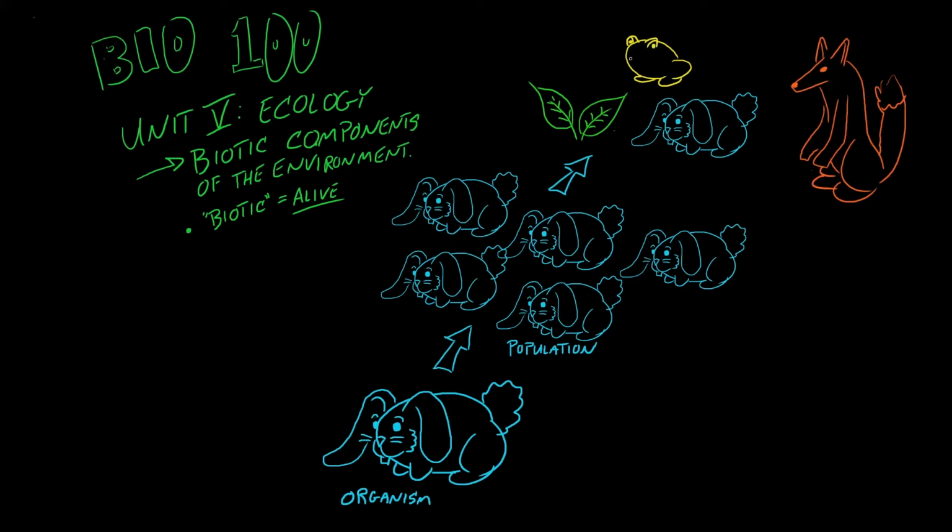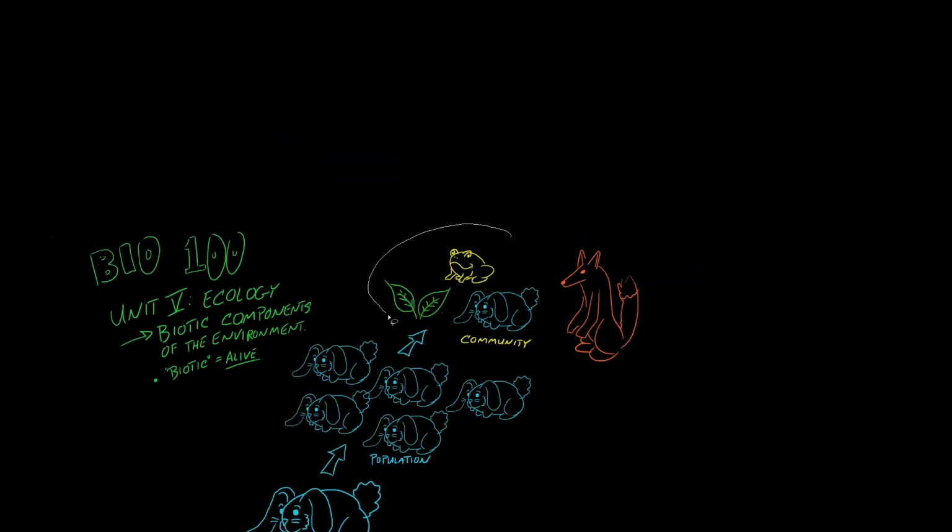There will also be some organisms that don't necessarily directly interact with our rabbit here, but are nevertheless a biotic component of the rabbit's environment. So a frog, for instance, is not going to be hunting a rabbit, and the rabbit's not going to be hunting it either. However, the rabbit and the frog will have certain resources that they compete for, for example, water or space. So in a way, they still are interacting with each other.